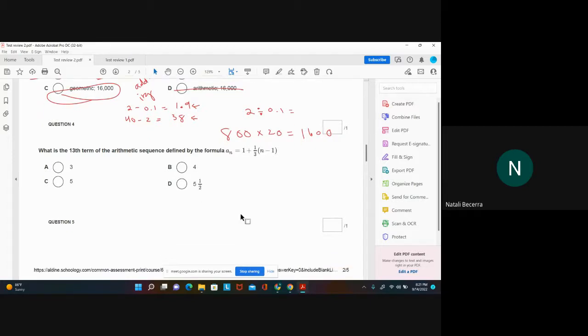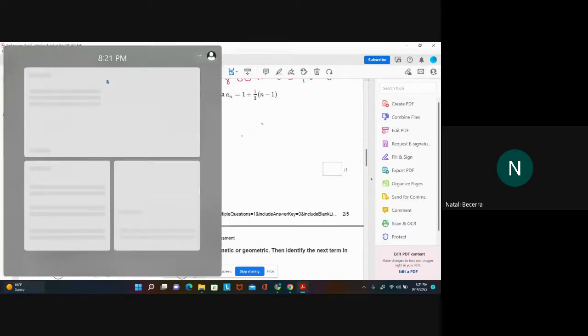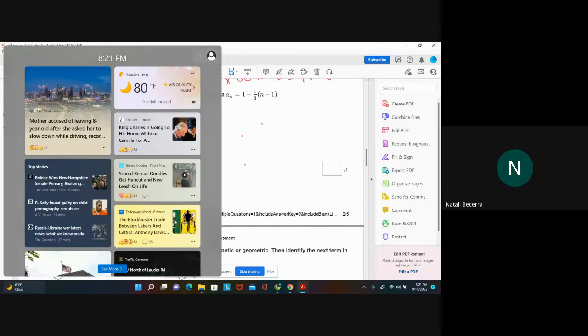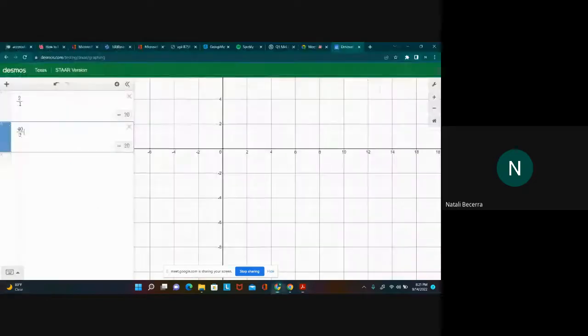All right, moving on. What is the 13th term? Okay, here we go. What is the 13th term? So everywhere I see an N, I'm going to plug in 13. So instead of N, I'm going to put a 13 equals 1 plus 1 over 3, parentheses, instead of N, like I said, 13, 13 minus 1. Honestly, you put this right here in the calculator, you get your answer. So let's go ahead and do that.